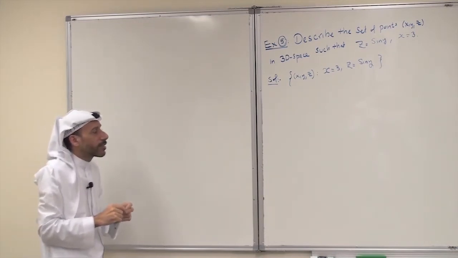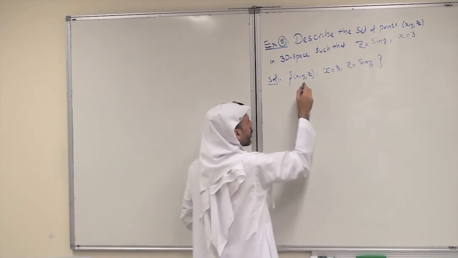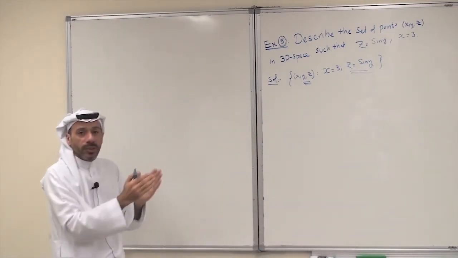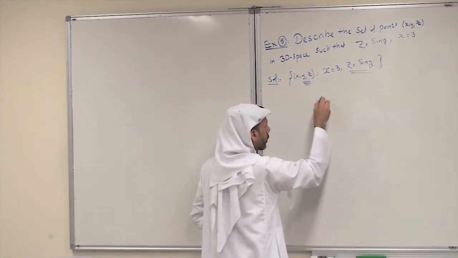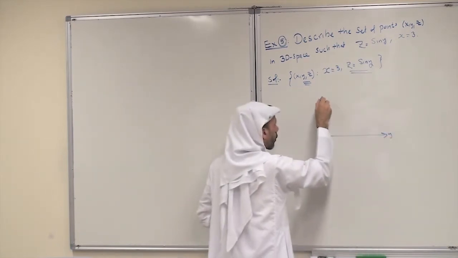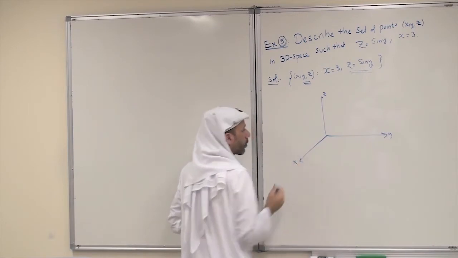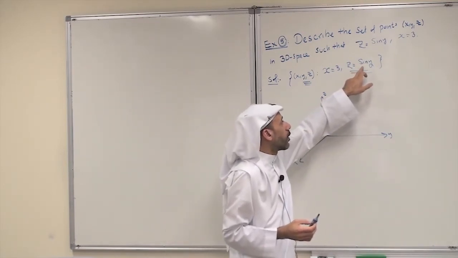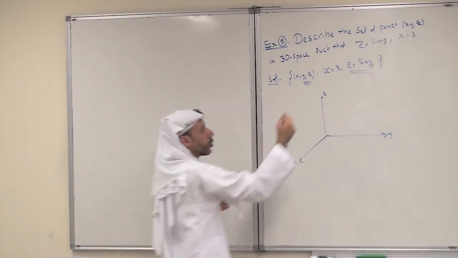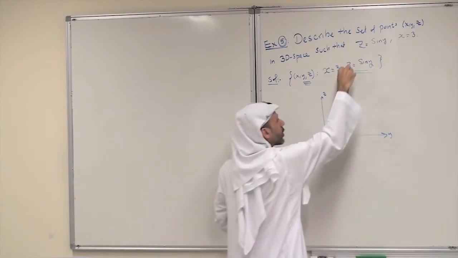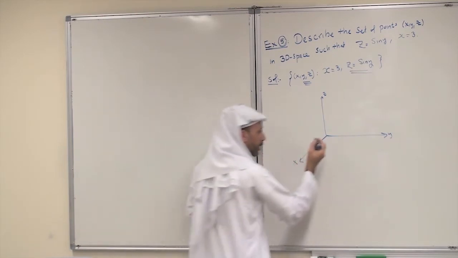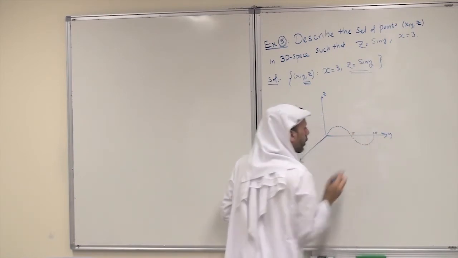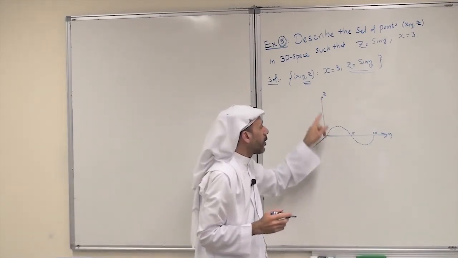How to graph or describe this set? Here I have a relation between y and z. So maybe I should start with this relation. Restrict yourself to the yz plane. So this is the yz plane, and this is the x-axis. On the yz plane, I have z equals sine y. So really on the yz plane, I have the points on the sine function. It is just the graph of the sine function. If I graph it on just one period, this is 2π, and this is pi. This is the graph of z equals sine y in the yz plane.